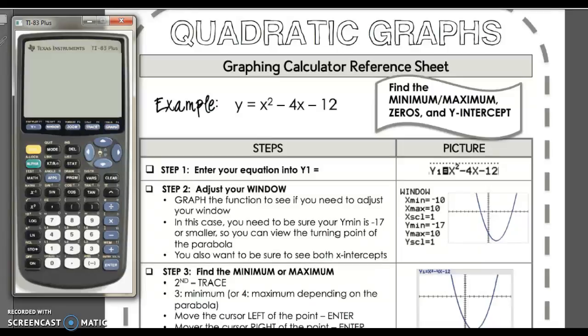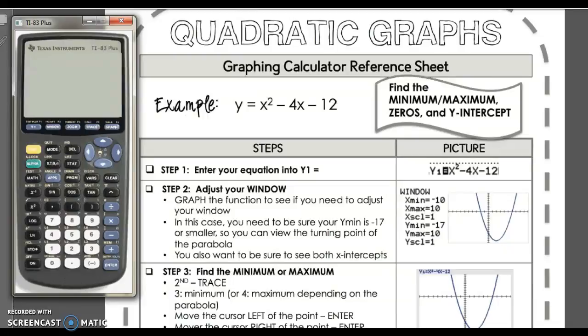Hi guys, tonight we are going to take a look at using the graphing calculator to graph quadratic functions. So there are two sheets to tonight's notes. One is the graphing calculator reference sheet, which you see before you, and the other one is the notes sheet. And they're two separate sheets of paper.